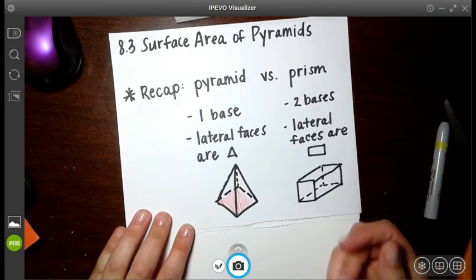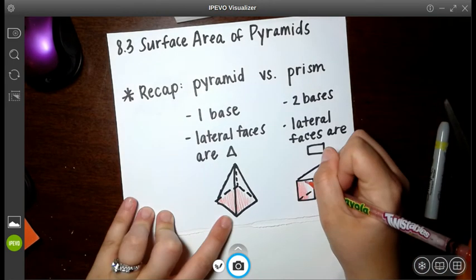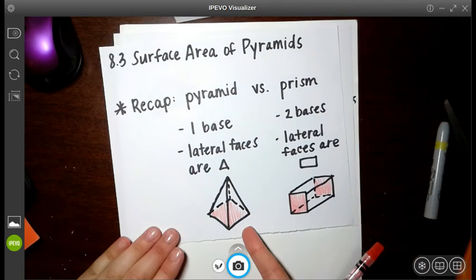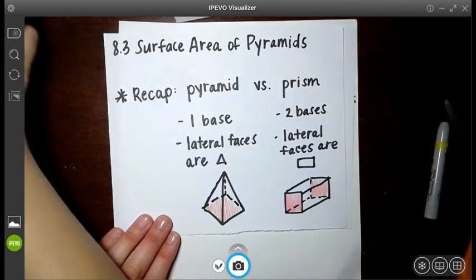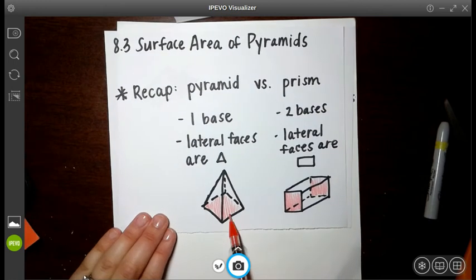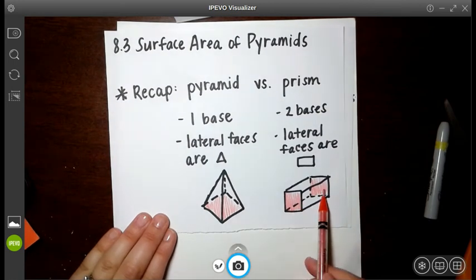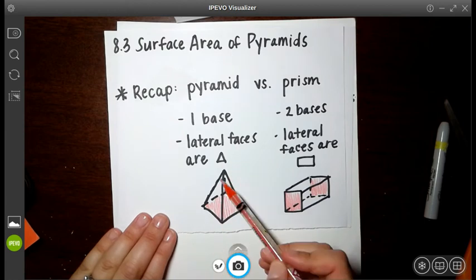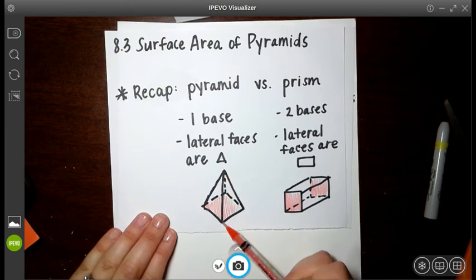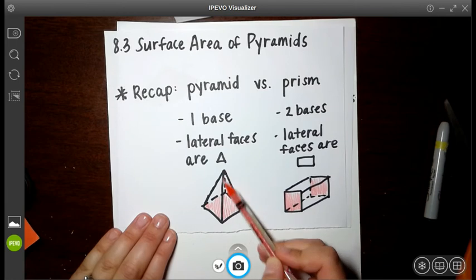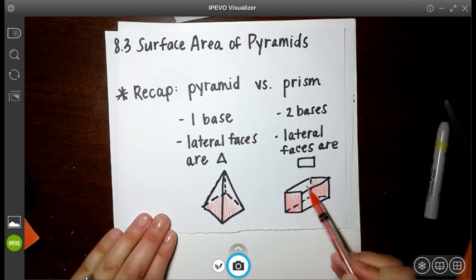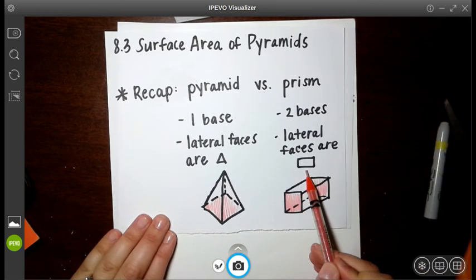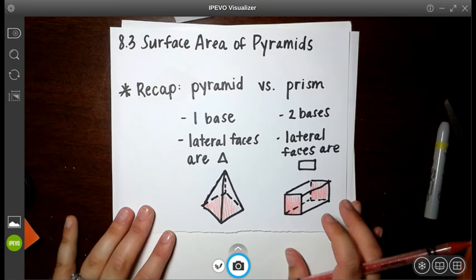This is a prism because it has two bases, like a loaf of bread. Whereas this is the pyramid, as in like the pyramids in Egypt. One base, two bases. Now, also the lateral faces, meaning going around, are triangles. This is a triangle, this is a triangle, triangle, triangle. Whereas here, all of these belly sides around the middle are all rectangles. Okay, so keep that in mind as we're working.